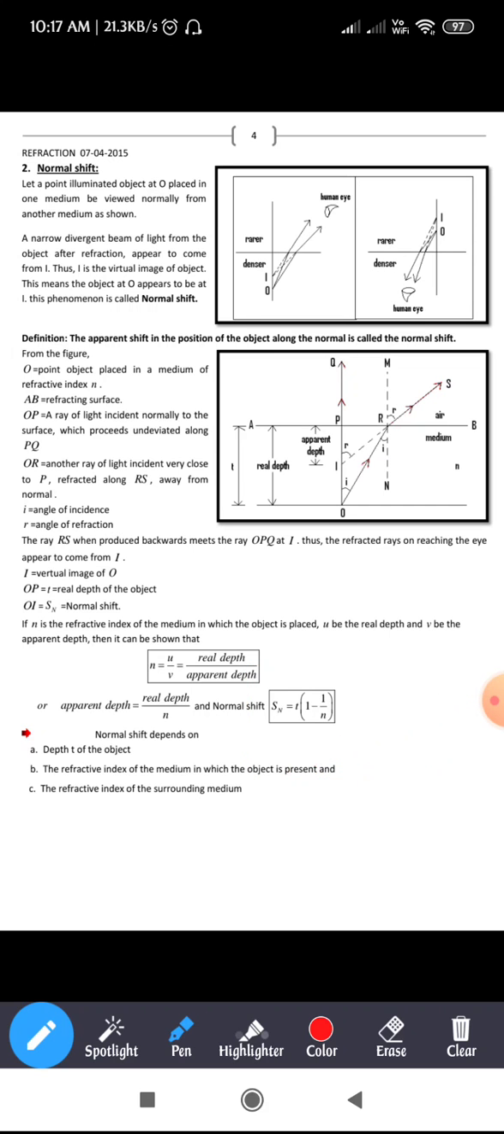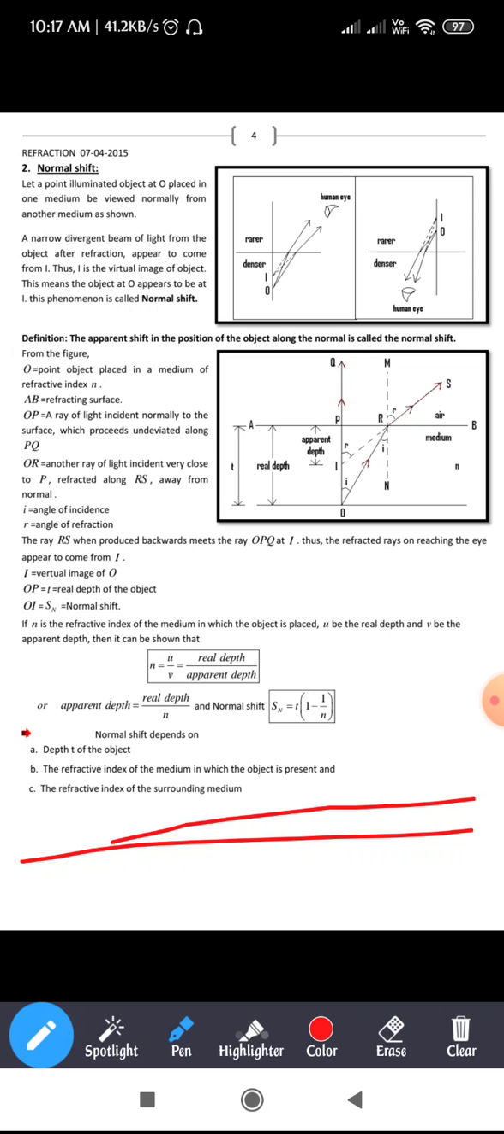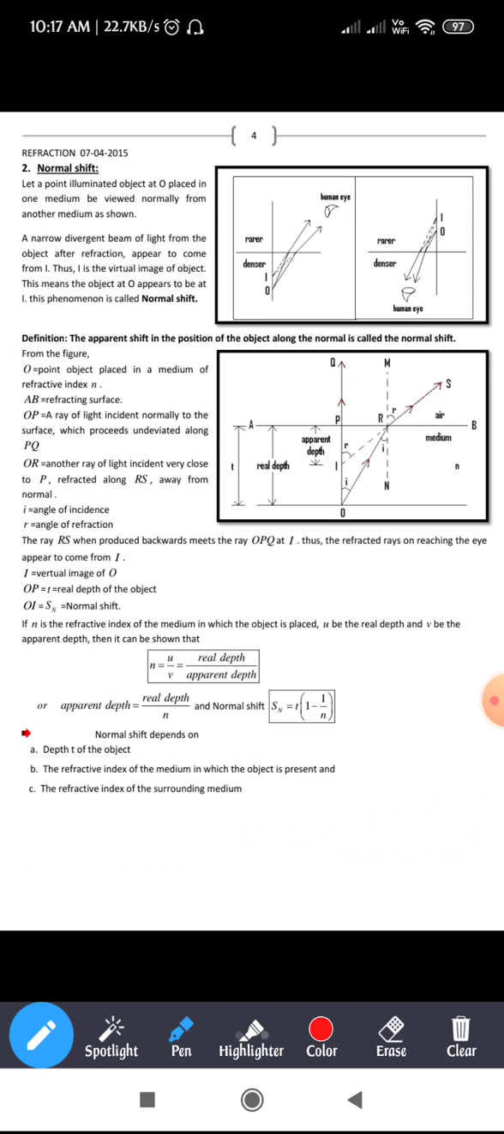Which is not in your syllabus to derive, so just learn it by heart. S subscript n is equal to T into 1 minus 1 by n. The normal shift depends on the depth of the object, the refractive index of the medium in which the object is placed, and the refractive index of the surrounding medium. So this is regarding the normal shift, apparent depth and real depth. Just go through this normal shift and the relation between apparent depth, real depth and refractive index.